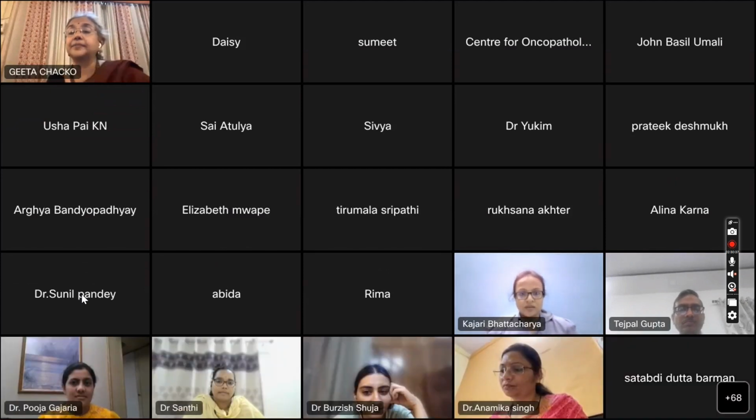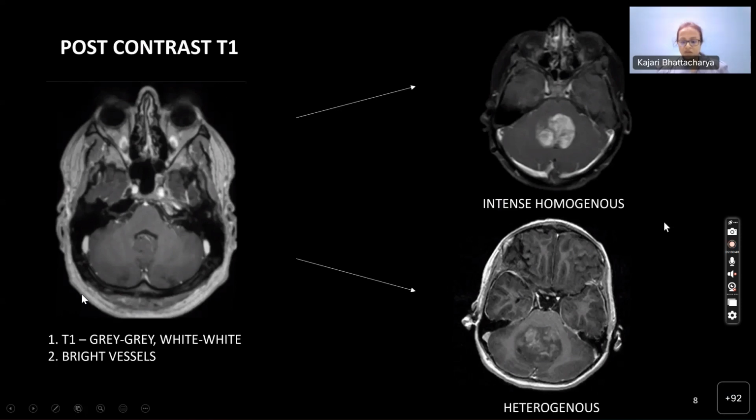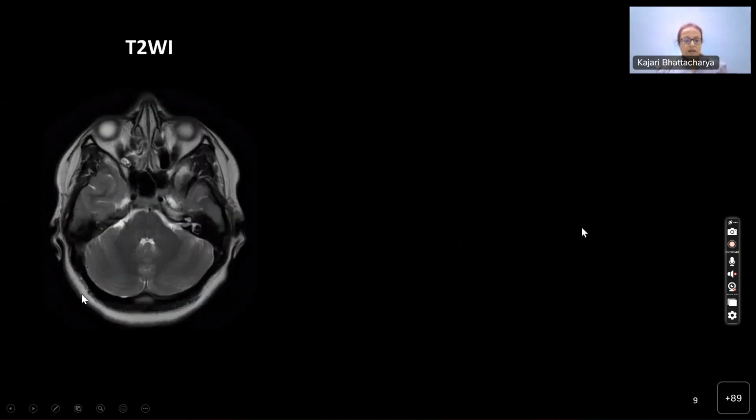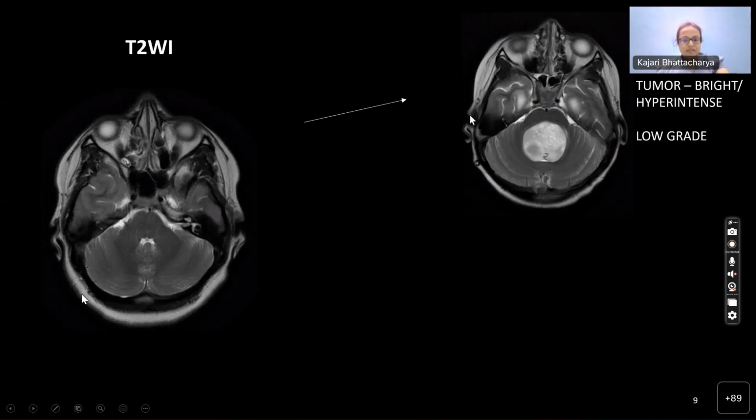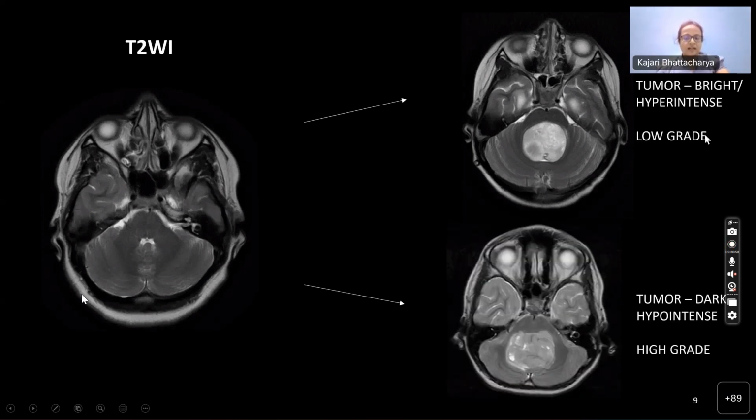Okay, so continuing from where I left off, this was the point, the importance of the various sequences which we need to know. Just let us come to the diagnosis. What we saw is this hyperintense tumor. Something which is hyperintense is likely to be of a lower cellularity, therefore likely to be of a lower grade. On the other hand, this is again a midline fourth ventricular tumor. However, it is a little bit hypointense, so therefore supposed to be of higher grade. So this is basically a pilocytic astrocytoma, and this is a medulloblastoma.